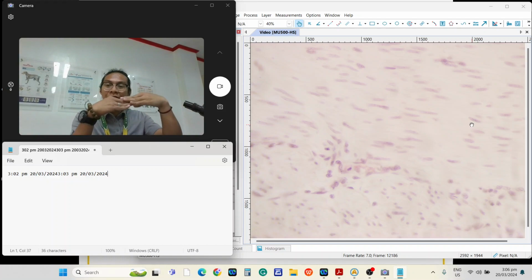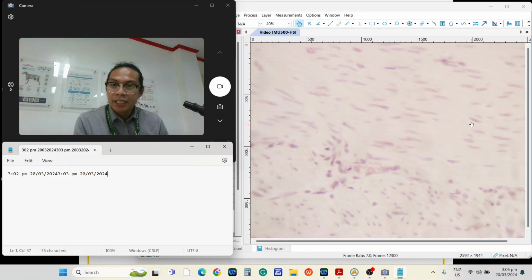Kasi staggered yung kanilang arrangement. So the thickest portion of the spindle is on top of the thinnest portion of the spindle of the other cell. Okay, staggered kanilang arrangement. So that is the smooth muscle cells.